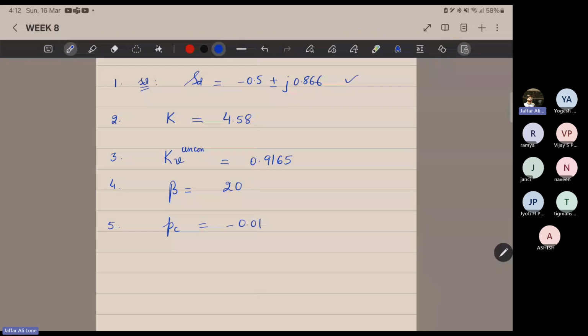If time permits, I'll solve this question for you, but please try. If you have any doubt about this lag compensator, you can ask. Otherwise, we'll be going with the design of the lead compensator.